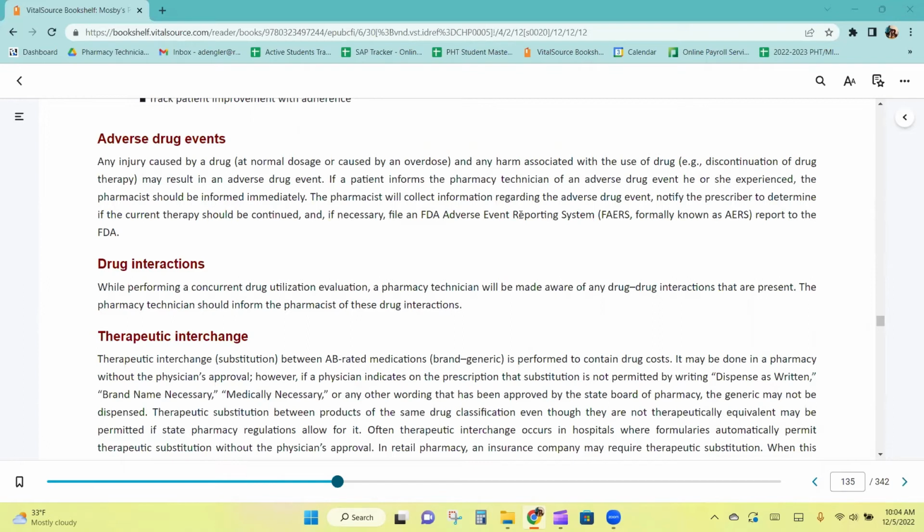Drug interaction. So while performing a concurrent drug utilization evaluation, a pharmacy technician will be made aware of any drug-drug interactions that are present. The pharmacy technician should inform the pharmacist of these drug interactions.